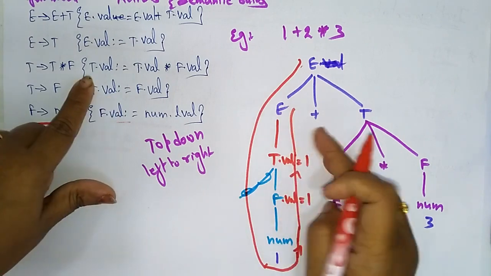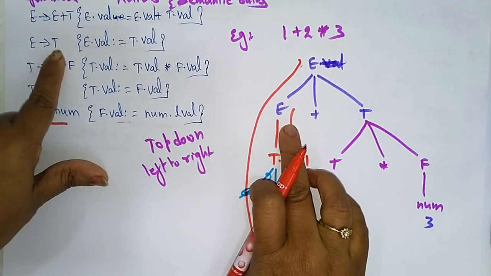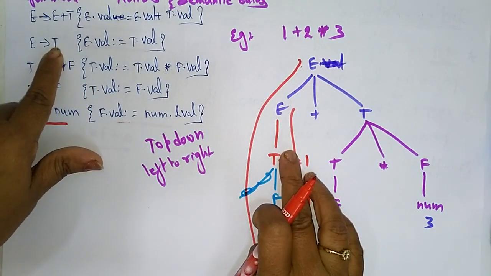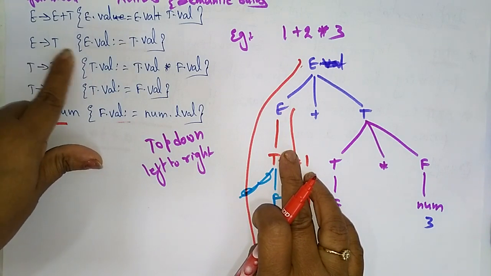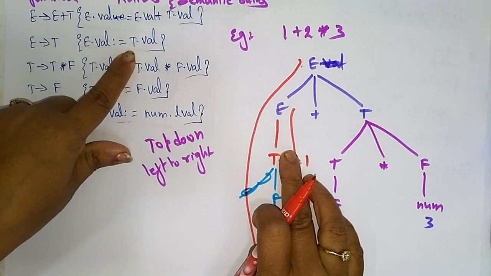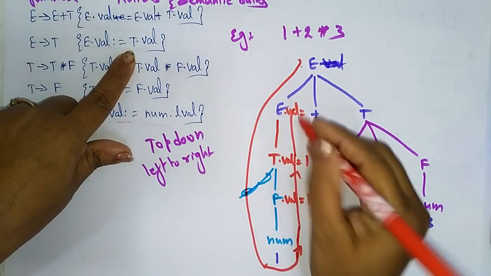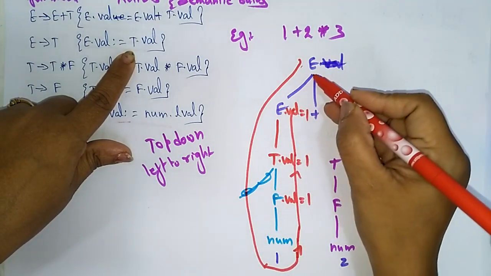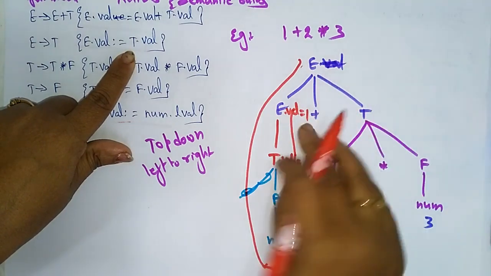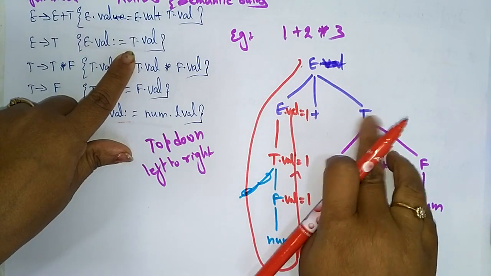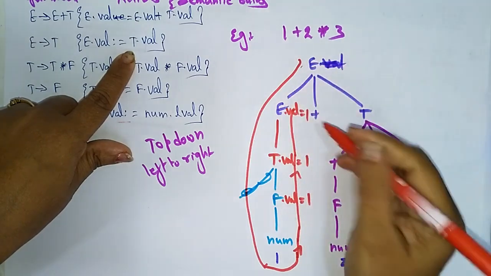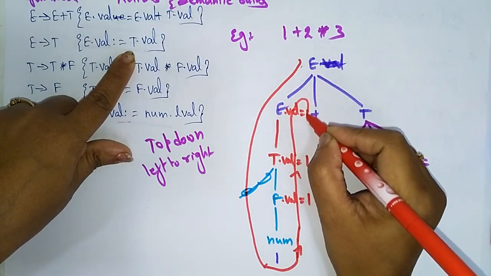Now again reduction, that is E determines T. So E determines T means what is the action? E dot value is equal to T dot value. So E dot value is equal to, what is the T dot value here? 1. So you're not supposed to go up, because still you don't know these two are combined with this expression. So again, come down.